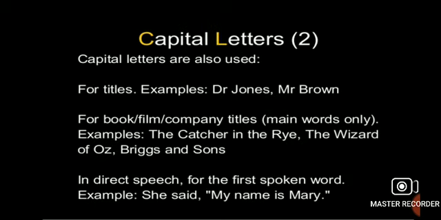Let's see capital letters part 2. Capital letters are also used for titles. For example, Dr. Jones, Mr. Brown. For book, film, company titles, main words only. Let's see the examples. The Catcher in the Rye, The Wizard of Oz, Briggs and Sons. In direct speech for the first spoken word. Example, she said, "My name is Mary."